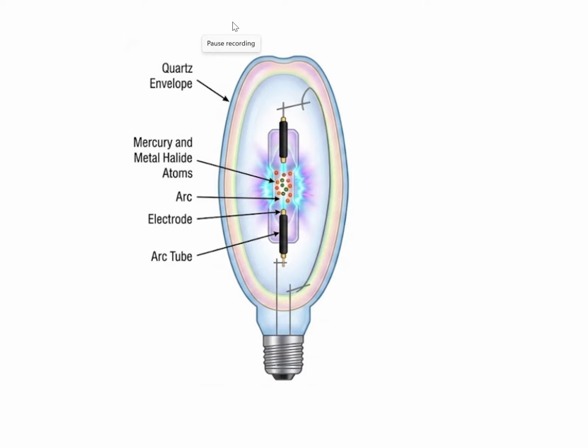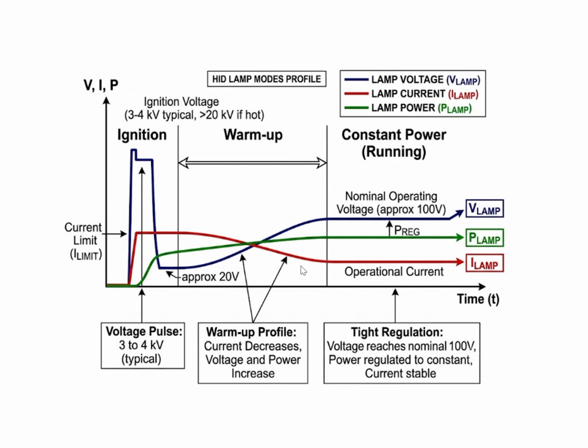Let us see how the operating characteristics vary while it's working. This graph illustrates the operating characteristics of an HID, high intensity discharge lamp, from the instant it is switched on until it reaches steady state operation. It shows how the lamp voltage, lamp current and lamp power change with time.